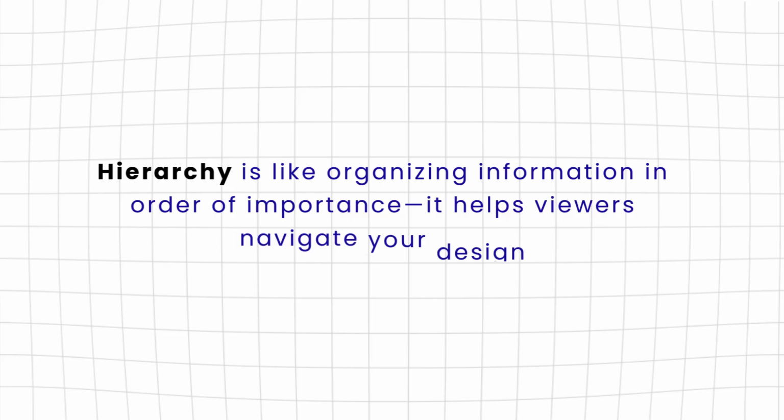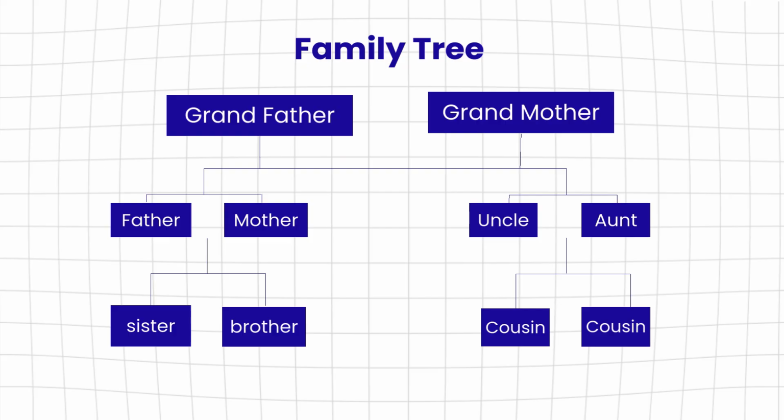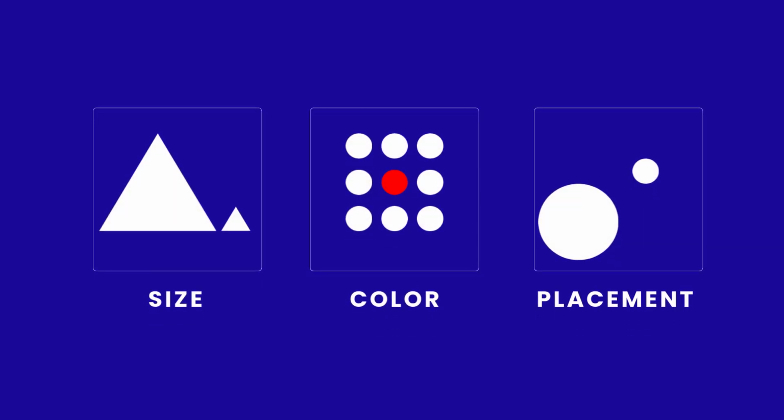The next principle is hierarchy. Hierarchy is like organizing information in order of importance. It helps viewers navigate your design. Imagine a family tree with the most important person at the top. That's hierarchy. You can use size, color, or placement to create hierarchy in your design.